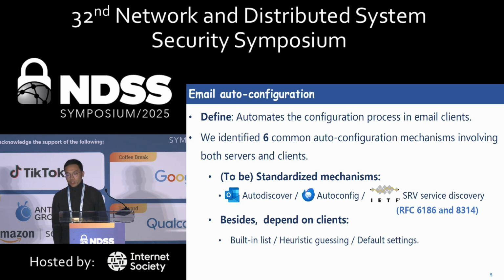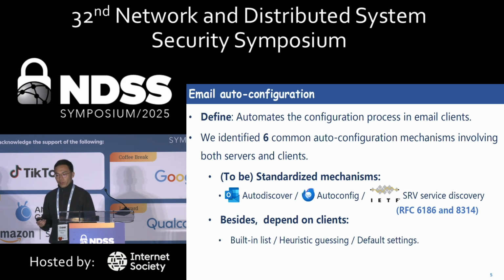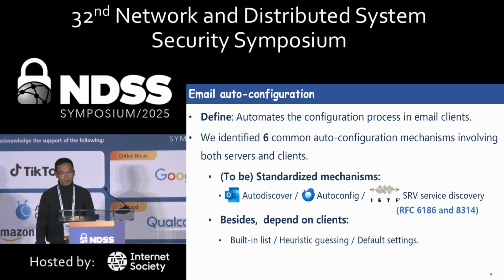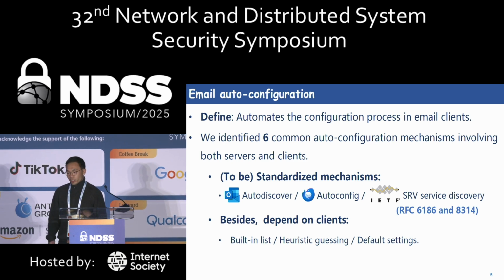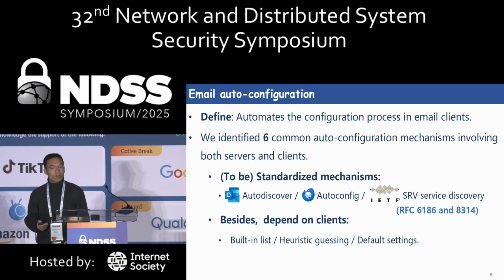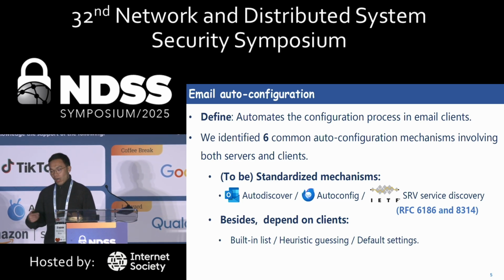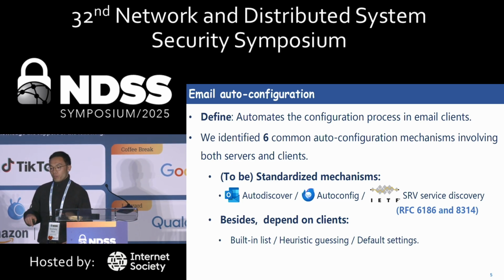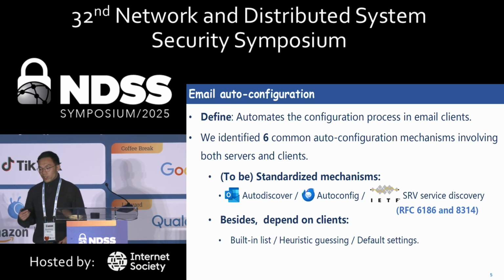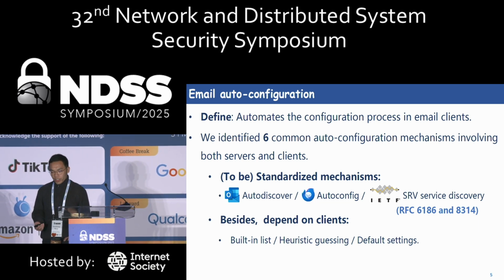Email auto-configuration automates the configuration process in email clients. We identify 6 common auto-configuration mechanisms involving both servers and clients, including 3 standardized or to-be-standardized mechanisms. For example, Autodiscover proposed by Outlook, Autoconfig by Thunderbird, and SRV service discovery from the IETF. Besides, depending on different client implementations, they also have built-in lists, heuristic guessing, and default settings.